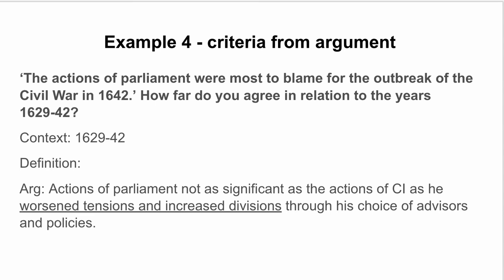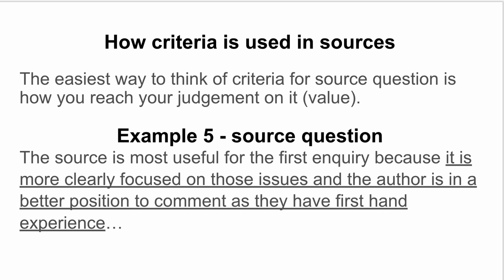So what I've underlined there is the criteria. That's why the actions of Charles were more significant than the actions of Parliament. He worsened tensions and increased divisions, which led to the outbreak of the Civil War, obviously. So that's how to do it from your argument. The basis of your argument can also create criteria. If you can't work out what you need to define, just say, well, why is my argument the case?